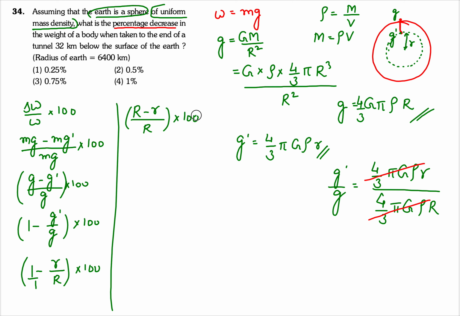What is the meaning of capital R minus small r? Capital R means the full radius of the earth from this point to this, and small r is from this to this only. So the gap will be this much. This much value is already given in the question, that is 32 kilometer.